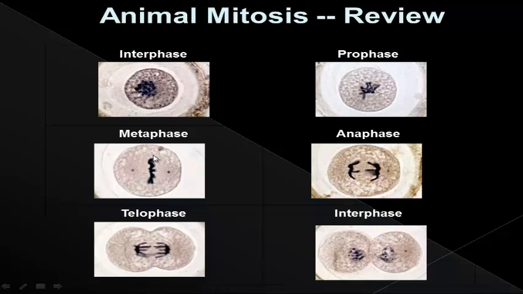Then we move to metaphase. What happens in metaphase? They line up in the middle. We see the spindles off to the side, and we can very lightly see the different spindle fibers attaching. Anaphase, we see that they've pulled apart. Telophase, we start to see the cell split. And then we go back to interphase, and the whole process starts again.